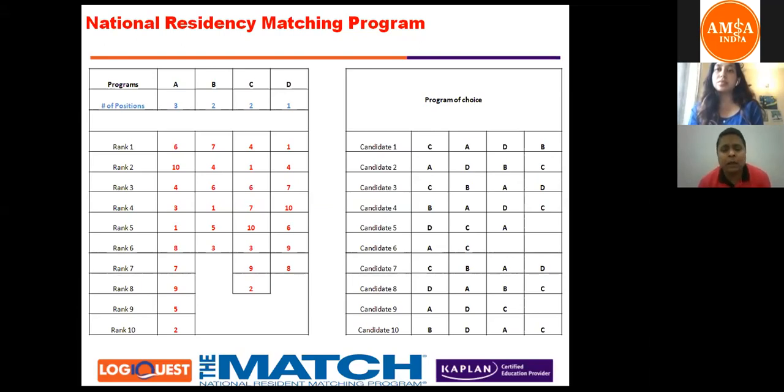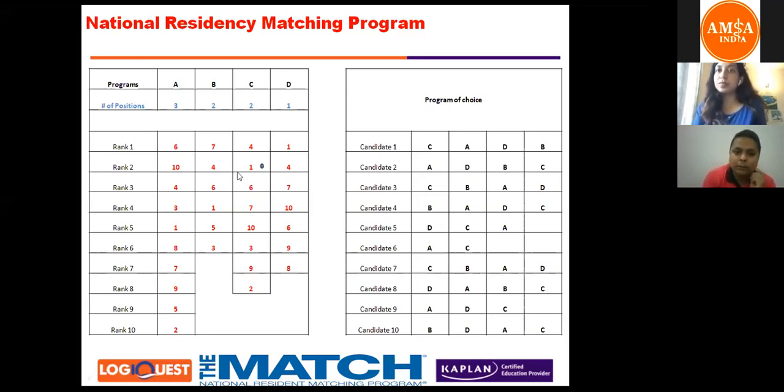Now let's begin how the algorithm works and how the matching actually happens between the candidate and the university. All right. On the right-hand side, let's go by the candidate. Candidate number 1 says, my first choice is C. Now we have to go back to the program list of C to check whether candidate 1 is on their list.